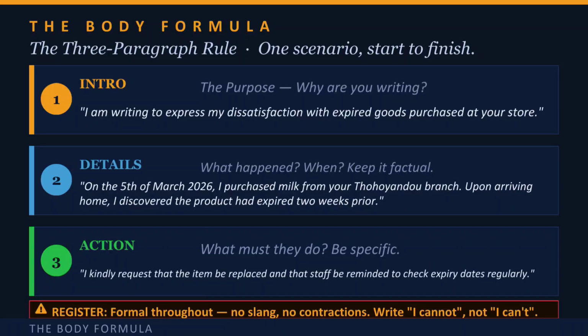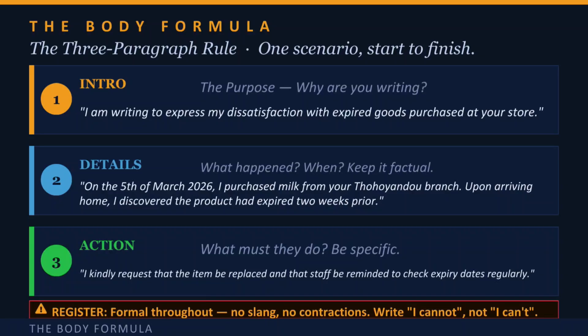Now let's look at paragraph number 2. Here you write the details. What happened? When? For example, on the 5th of March 2026, I purchased milk from your Thohoyandou branch. Upon arriving home, I discovered the product had expired 2 weeks prior. That is factual. Calm. No emotional outbursts. This is formal communication.